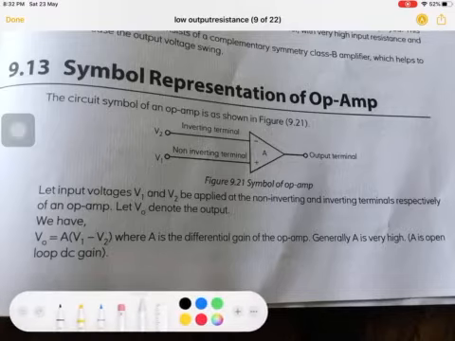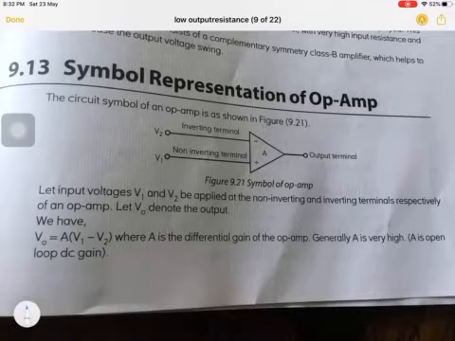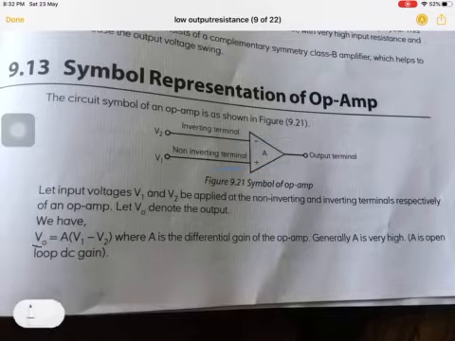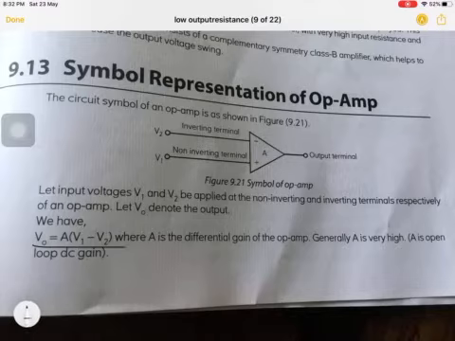V1 is the terminal having positive, and this terminal is the negative input. The positive terminal is called the non-inverting terminal and the negative terminal is called the inverting terminal. In general, the output of an op-amp is given by V0 equals A multiplied by the difference of the voltages at the input terminals. This is a mathematical relation between input and output voltages, where A is the gain of the amplifier. In general, this gain value is very high.